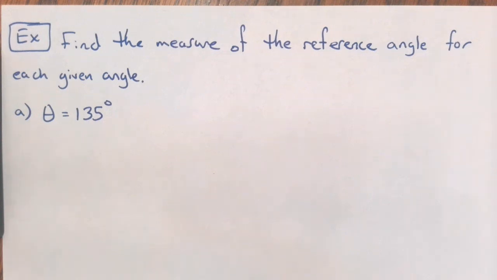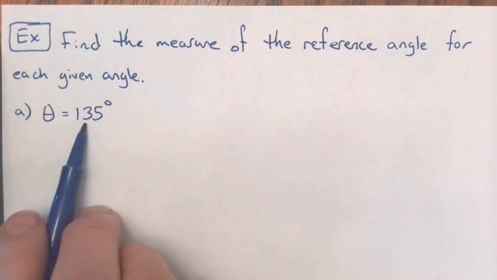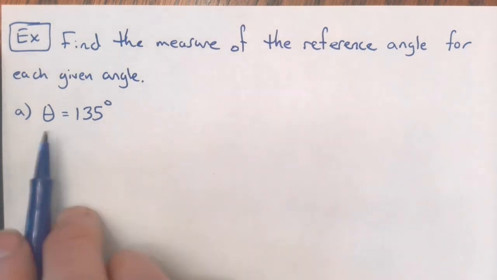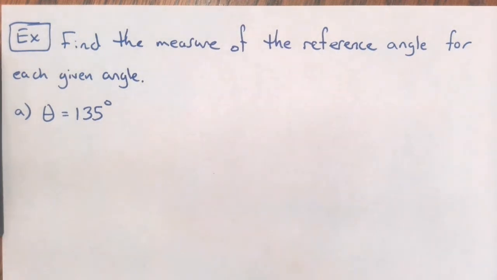We're going to find the measure of the reference angle for the given angle. Our given angle here is 135 degrees. They're using that Greek symbol theta to represent that angle. What we need to do is determine the reference angle for a 135 degree angle.